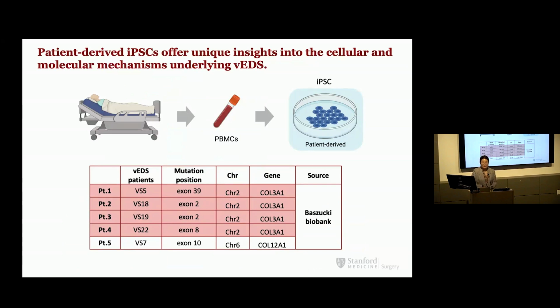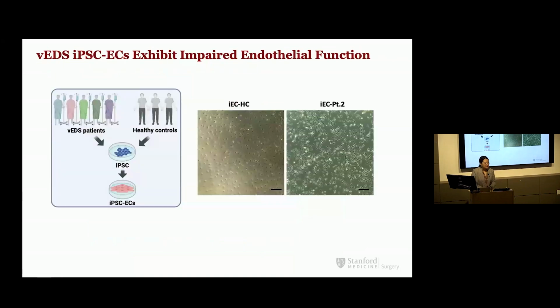The biobank within the Division of Vascular Surgery generates iPSCs from patients with vascular diseases. Through our biobank, we recruited 5 vEDS patients, 4 with mutations in the collagen 3A1 gene and 1 in collagen 12A1. We reprogrammed all these cells to iPSCs, and then differentiated them into endothelial cells.